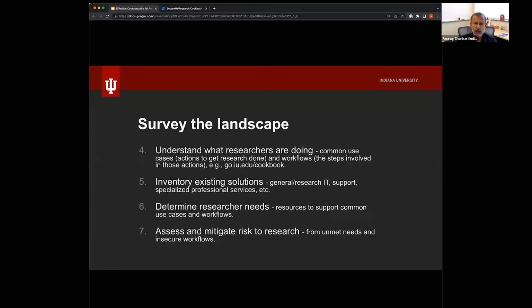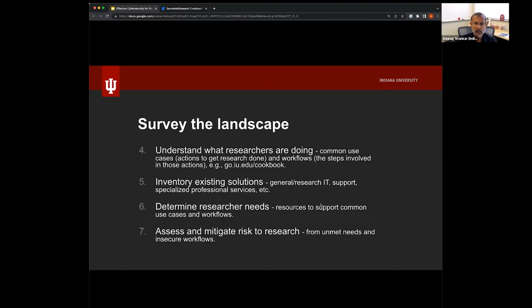Of course, in order to provide the research cybersecurity service, you have to understand what solutions exist that can be recommended to the researchers. So that would be general research IT support, specialized services, and again, these are enumerated in the paper. And then once you know what researchers are doing, and what solutions the institution is providing, you can figure out what they need, because what they need are things that we're not providing. So these are resources that are needed to support those workflows. And the last step is to assess and mitigate risk to research.